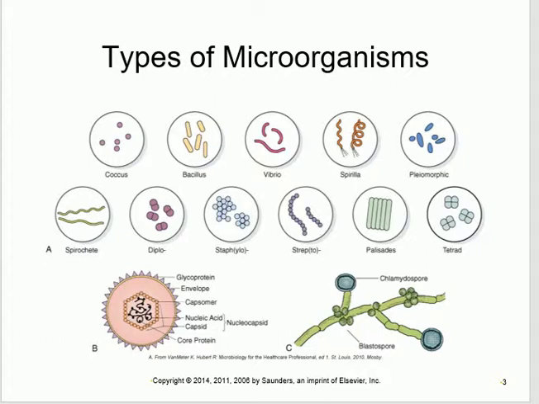I would say out of all of this, the most important thing that you have to remember is anything related to coccus. So one, two, three, four, five. This is the most important of this part, okay? You have to remember this. So if you see a question about staphylococcus or streptococcus or diplococcus, you know exactly what we're talking about, okay?